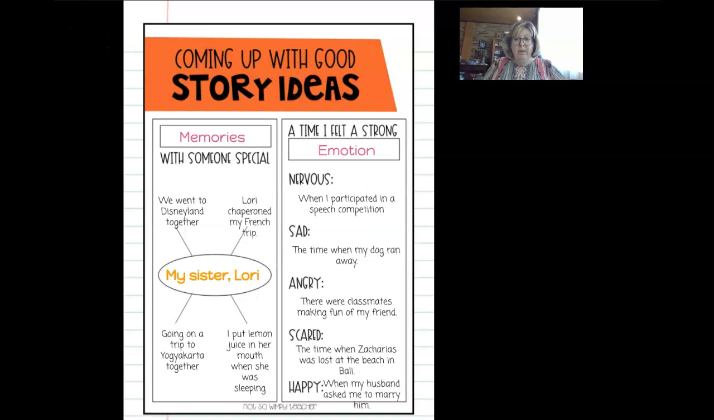To come up with ideas for personal narrative, we did two different things. One, we brainstormed memories that we have with a special person, and I brainstormed memories with my sister Lori when we went to Disneyland together, when she chaperoned my French trip. We went on a trip to Jakarta together, and one time I even put lemon juice in her mouth when she was sleeping.